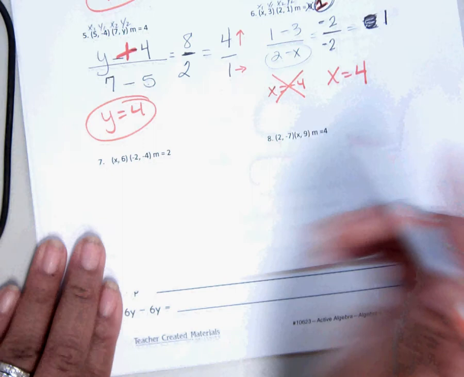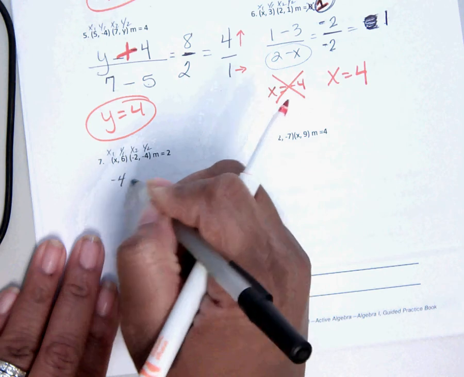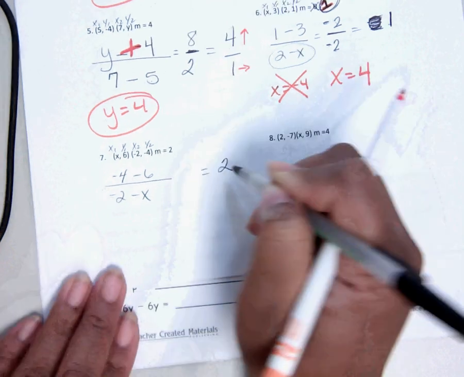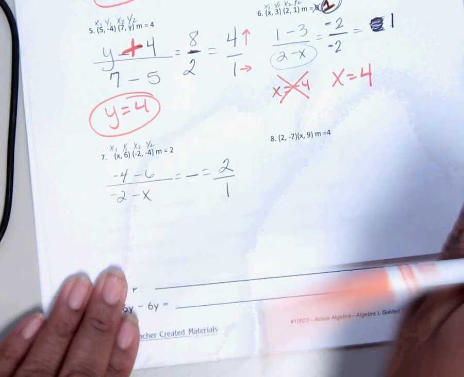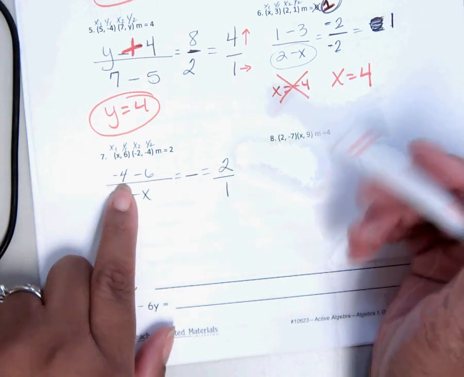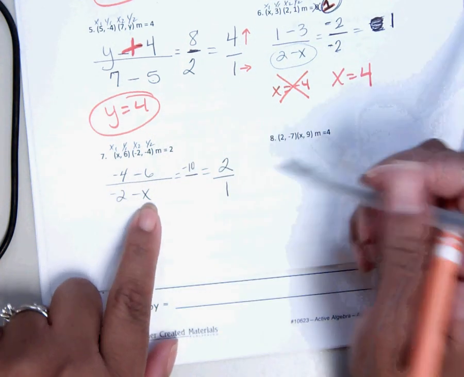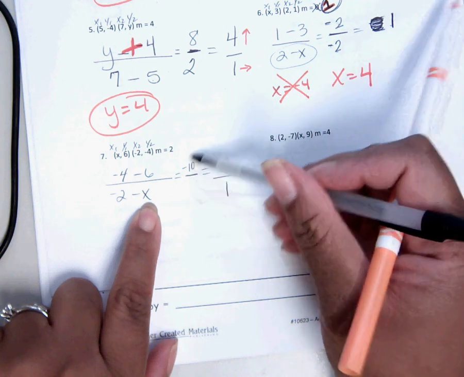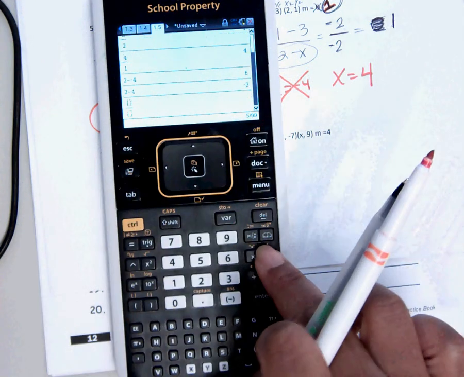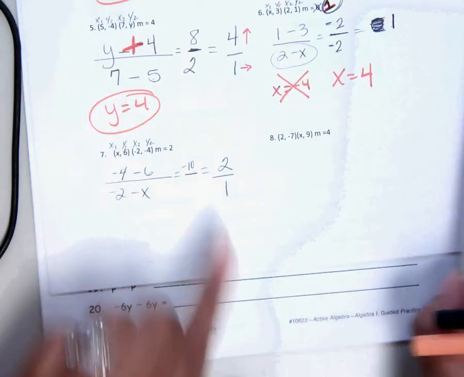On number 7, x1, y1, x2, y2. Negative 4 minus 6 over negative 2 minus x has to equal 2. And I know 2 is the same thing as 2 over 1, so now I need to figure out how this got to that. So negative 4 minus 6 is negative 10. Negative 2 minus something has to give me a number that will reduce this to 2. Okay, well, if I have negative 10, control divide, negative 10 at the top, what number can I put at the bottom so that it will give me a positive 2?